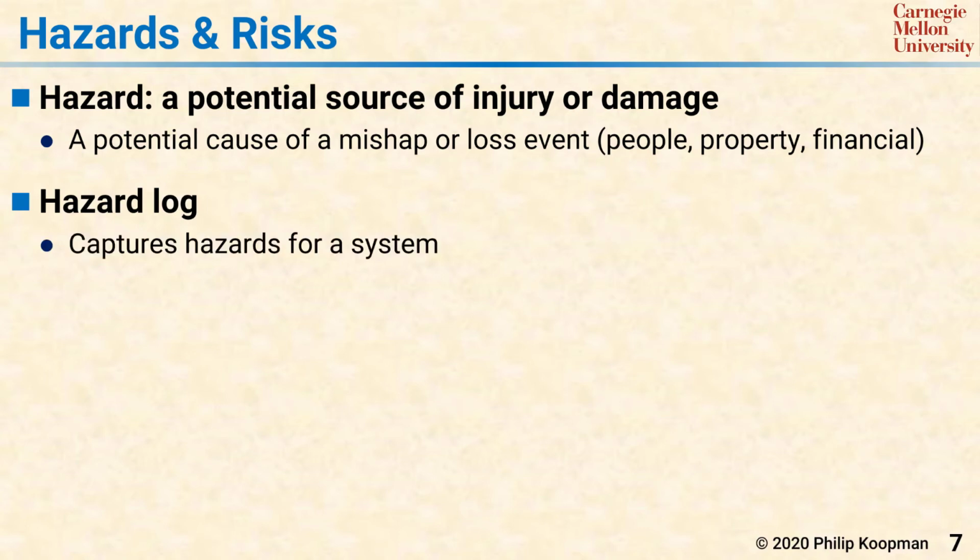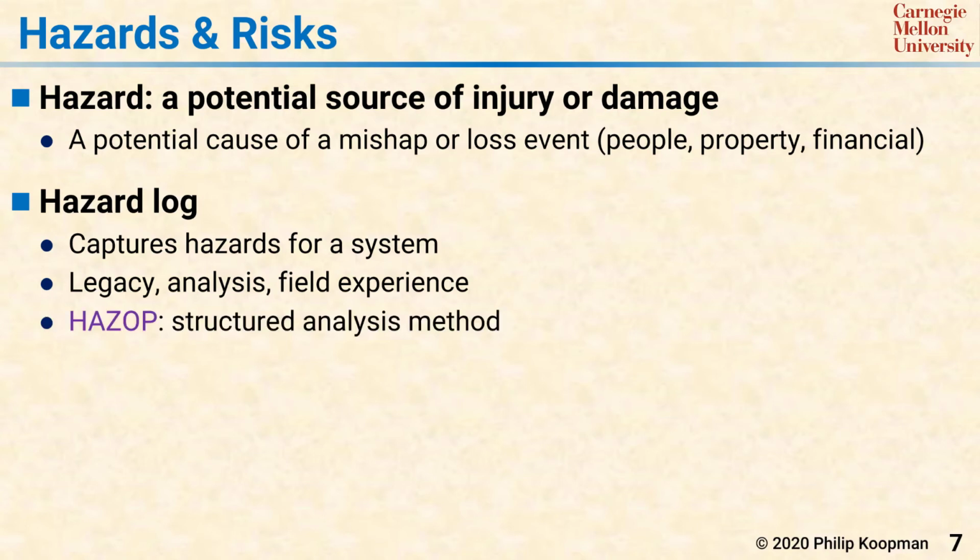The hazard log starts with a list of hazards from any similar legacy system to capture lessons learned from previous projects. Additional hazards are added, first by analysis, and later by recording field experience after the product is deployed. Analysis is often performed by a method called HAZOP. A HAZOP works by applying modifiers to system requirements.